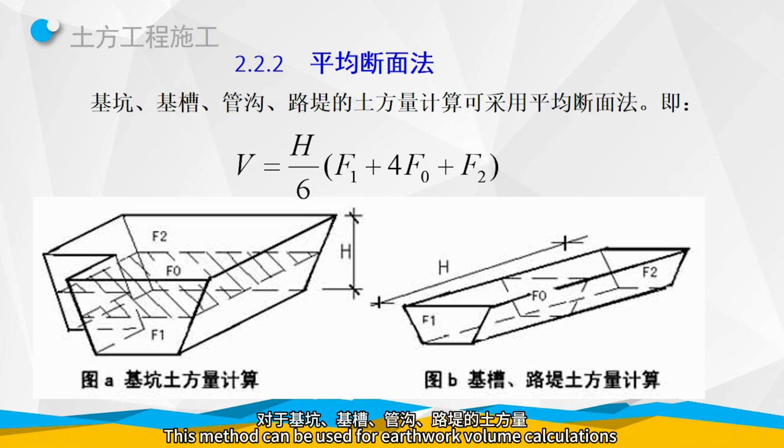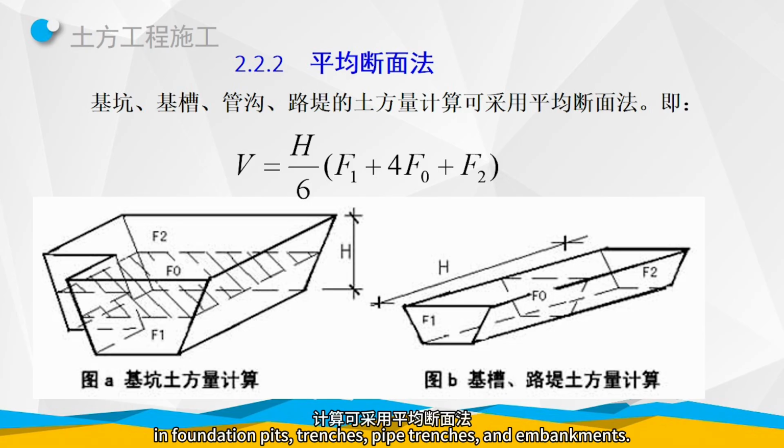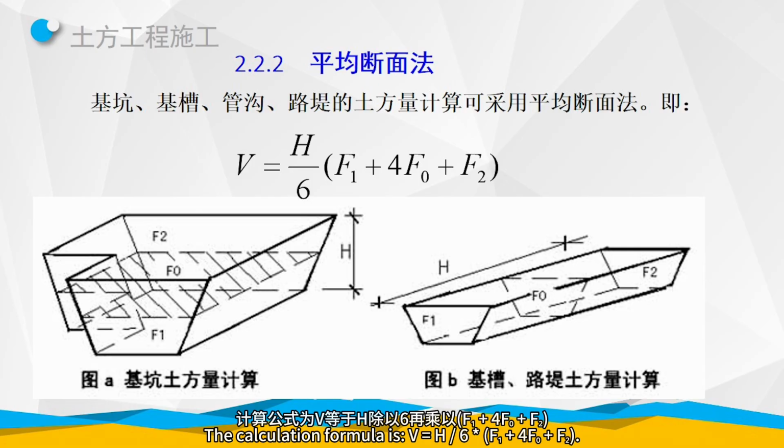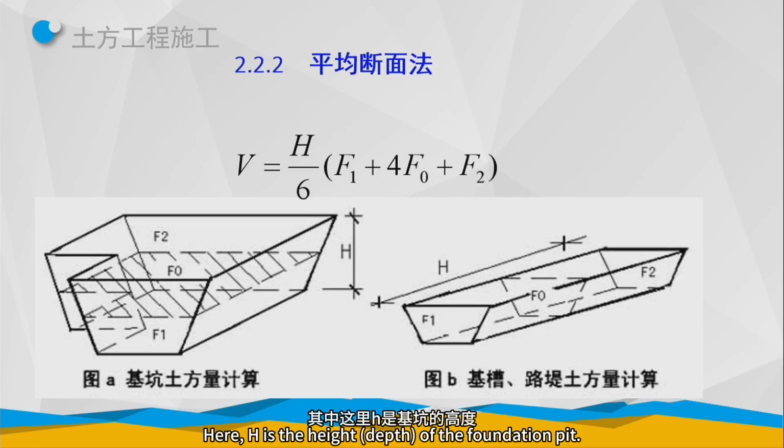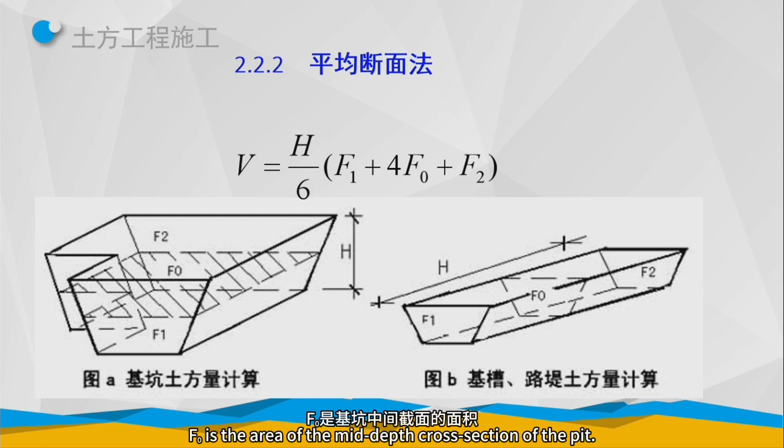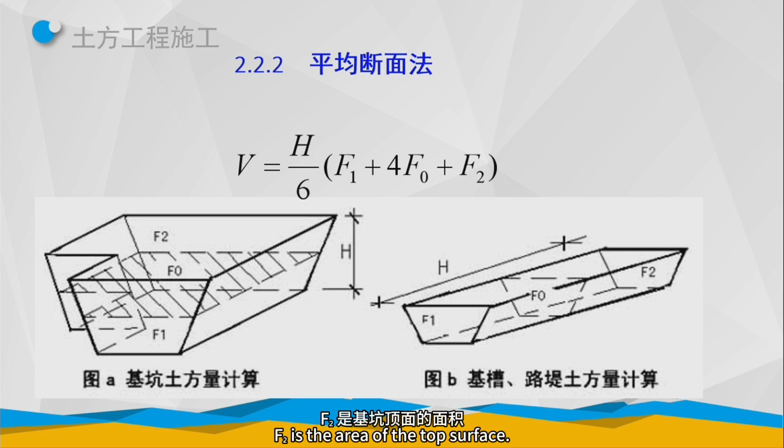This method can be used for earthwork volume calculations in foundation pits, trenches, pipe trenches, and embankments. The calculation formula is V = H/6 × (F1 + 4F0 + F2). Here, H is the height or depth of the foundation pit. F1 is the bottom surface area of the pit. F0 is the area of the mid-depth cross-section of the pit. F2 is the area of the top surface.